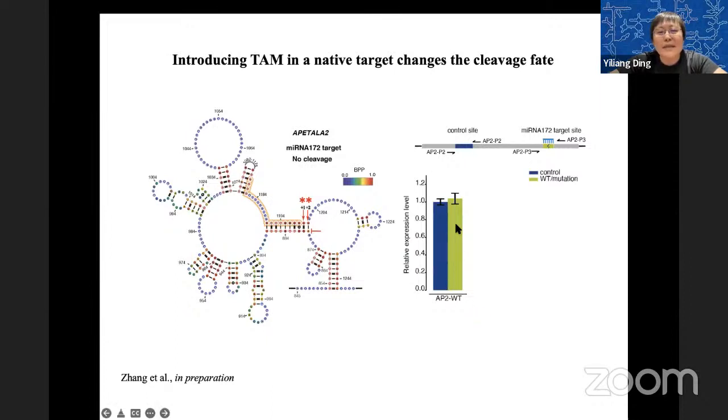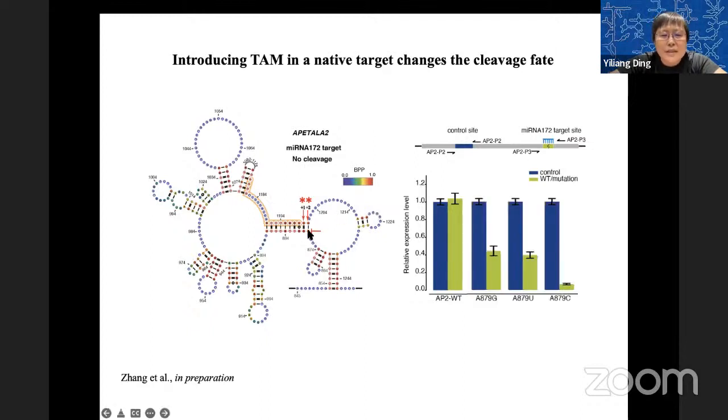So what we can see is that in the wild type, which doesn't have TAM formation because of the base pairing, AP2 abundance is very high, because microRNA cleavage is not happening. Once you change this A to G, U, or C, no matter what you change it to, AP2 abundance drops, because microRNA cleavage happens. This really shocked us, because a single synonymous mutation can turn on the microRNA cleavage fate.